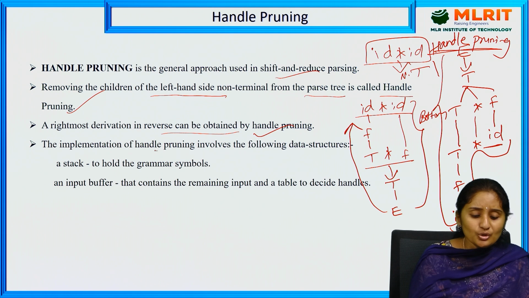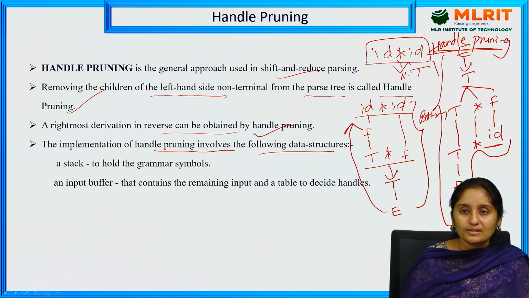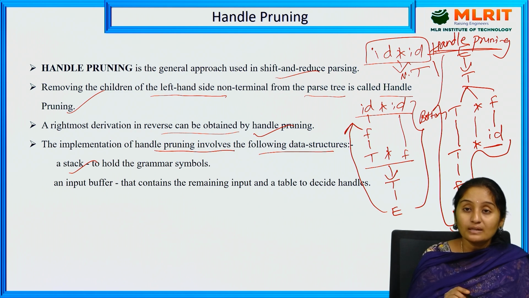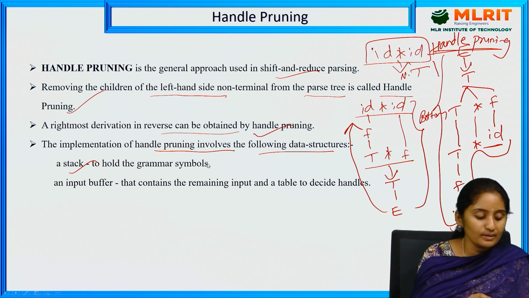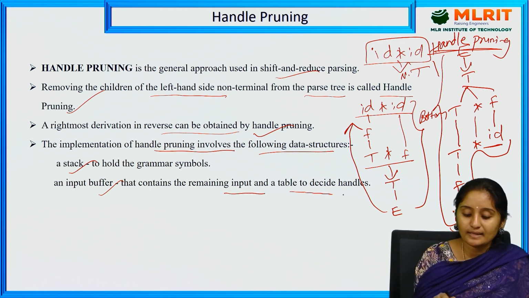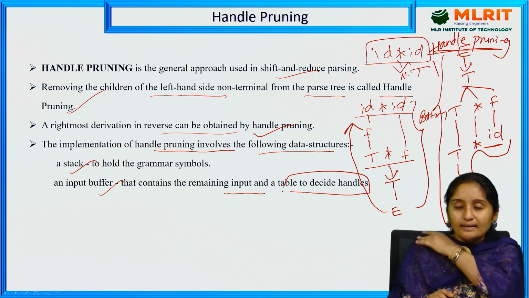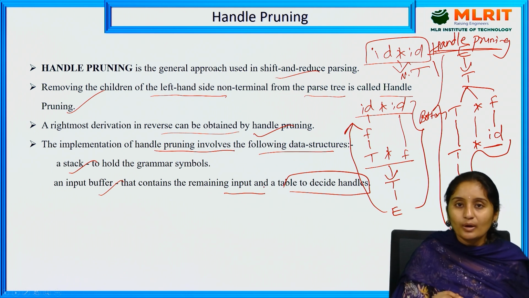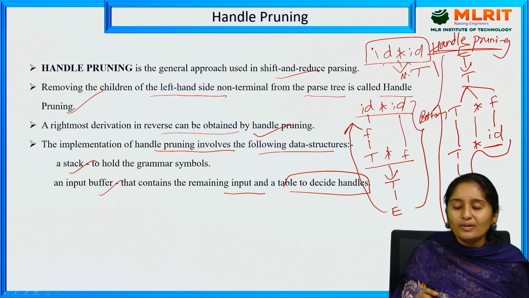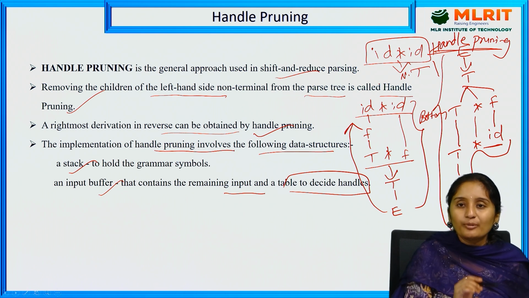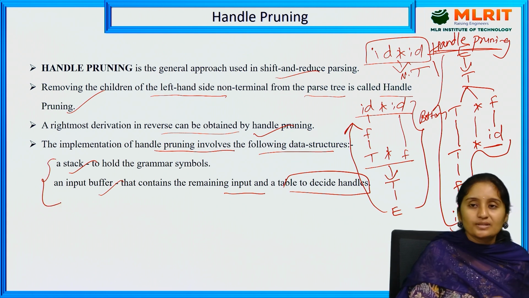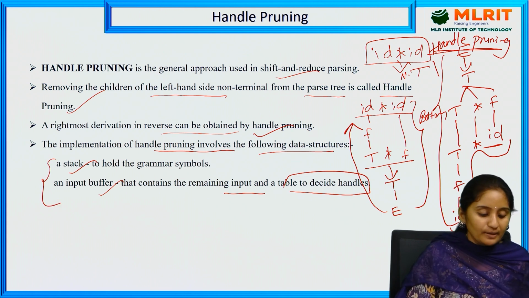The implementation of handle pruning involves the following data structures. It uses a stack. Stack is used to hold the symbols. And an input buffer. The input buffer contains the input and it decides whether to handle the handles. A handle is whether a substring is matched for the given production or not. If it is matched, it will handle. So these are the two data structures used in handle pruning. So what is the stack?